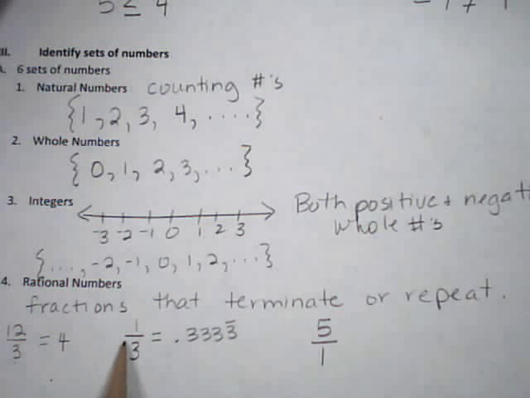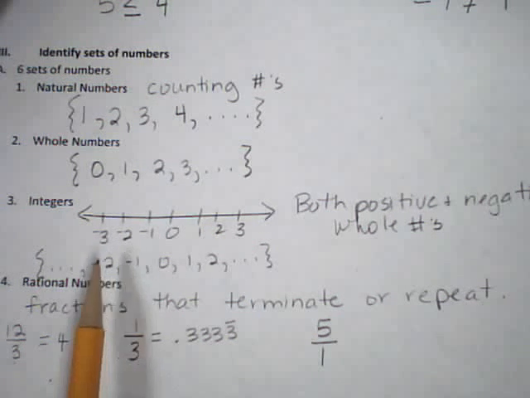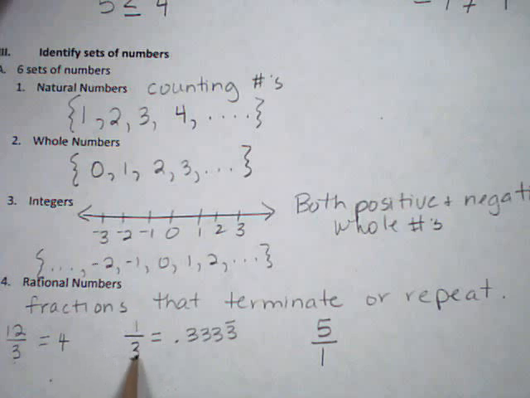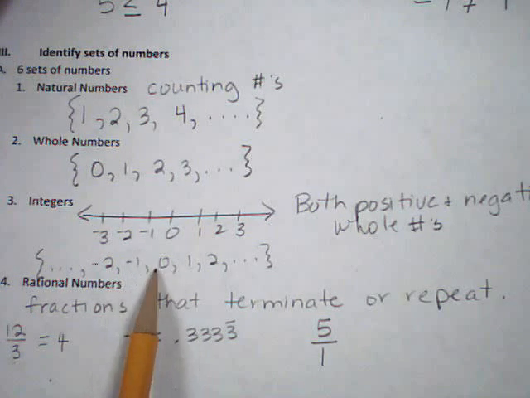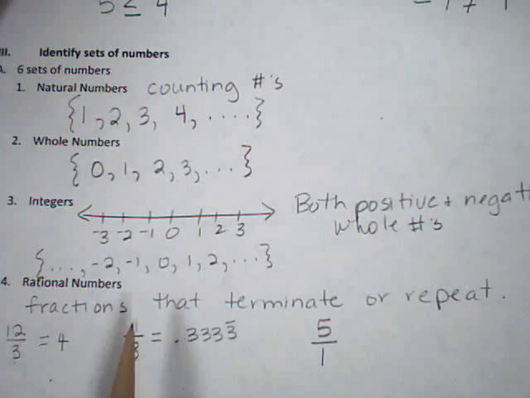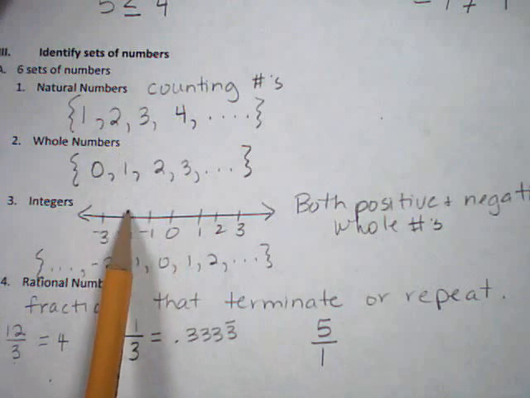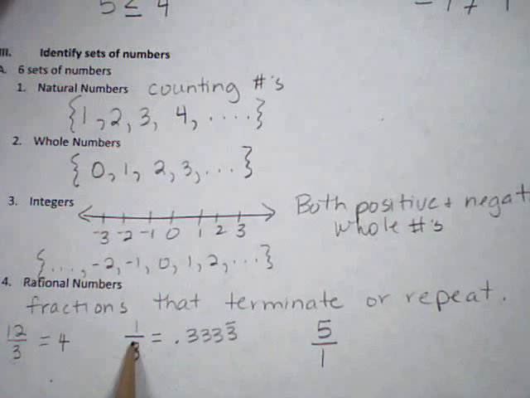Is every rational number going to be an integer? No, it doesn't work that way. If I look at 1/3, 1/3 is rational, but it's not an integer. But if a number is in one of those three sets above, it would also be rational.